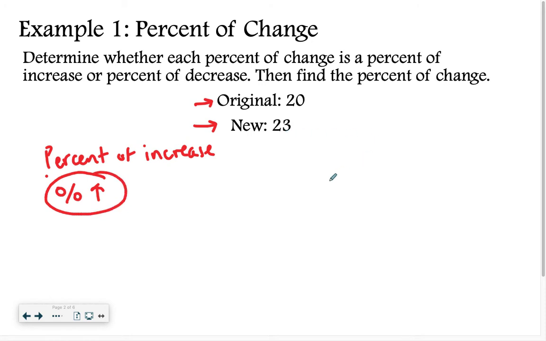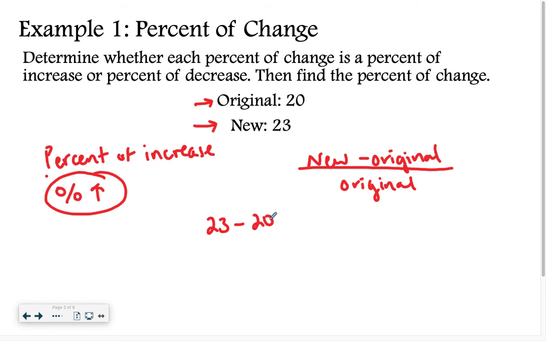Now, in order to find the percent of change, what I'm going to do is take the new minus the original, all over the original. So that means I'm going to say 23 minus 20 over 20. That's just the equation that we use in order to find a percent of change. New minus the original, all divided by the original.